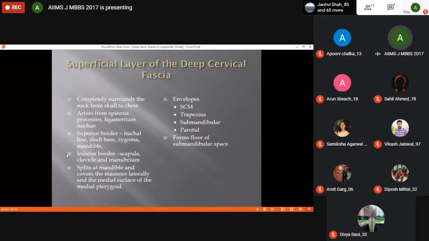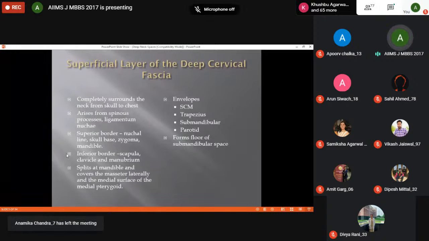This is the superficial layer of deep cervical fascia. That was superficial. Then this is the deep cervical fascia, of which the superficial component completely surrounds the neck from skull to chest, and arises from the spinous process and ligamentum. The superior border is by all these lines: skull base, zygoma, mandible.